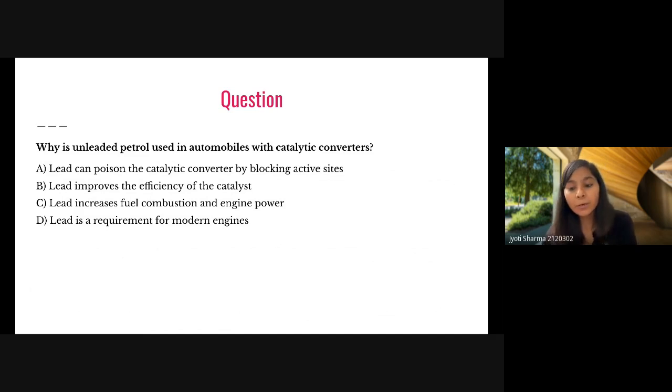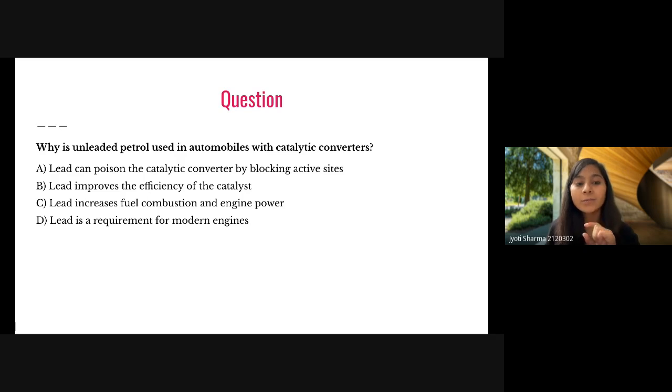Okay. The next is, initially we used petrol, and right now what we are talking about is that we need petrol that is lead free. Then why is there any change? Initially we were using leaded petrol, and right now we are using lead free petrol. Then how did this happen? The question is related to that only.